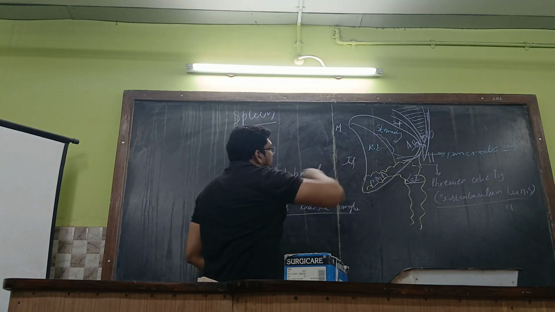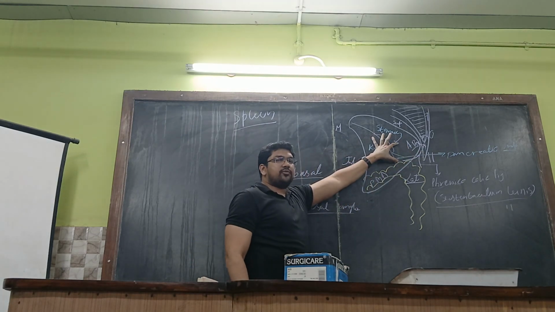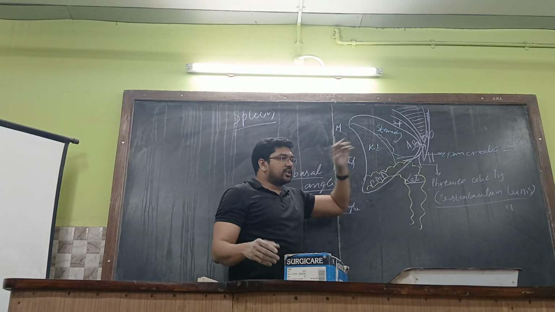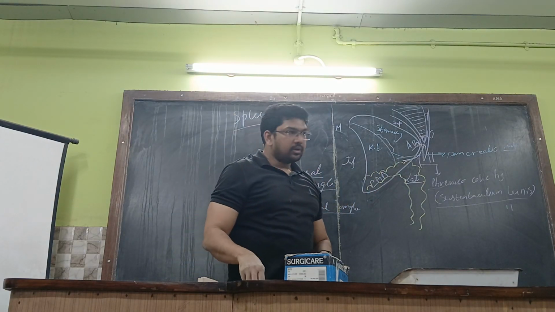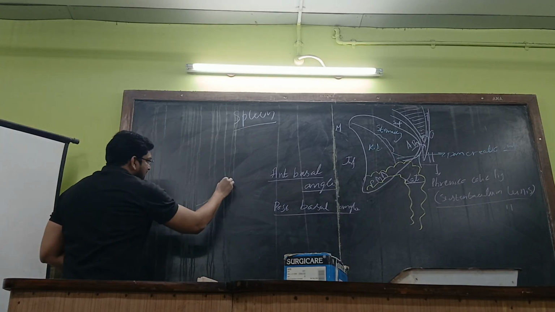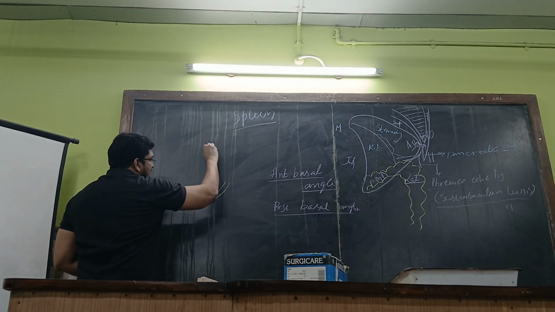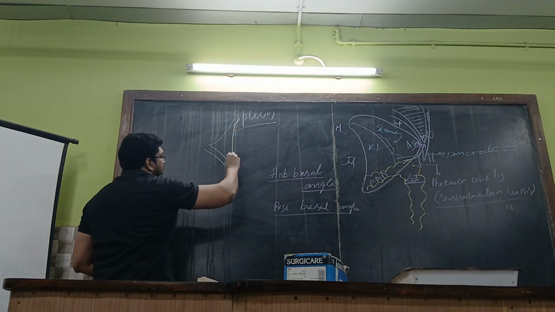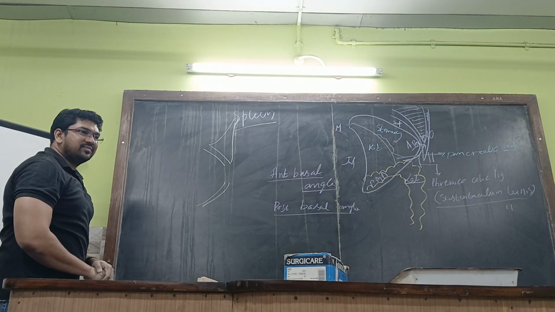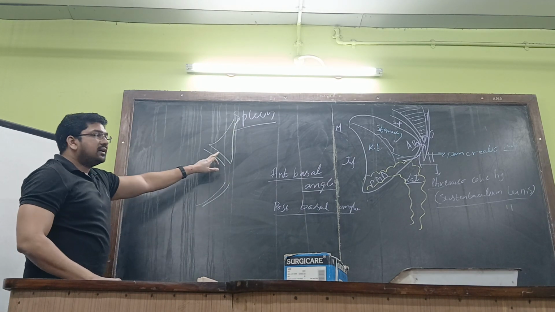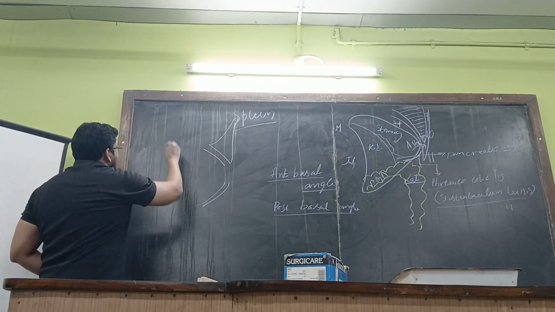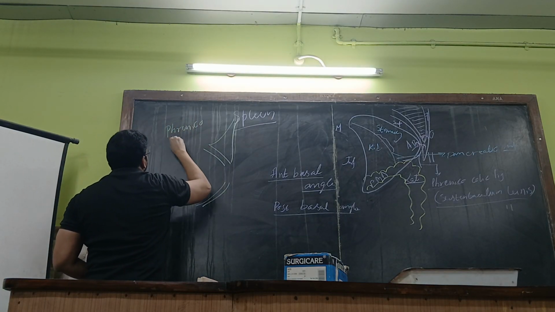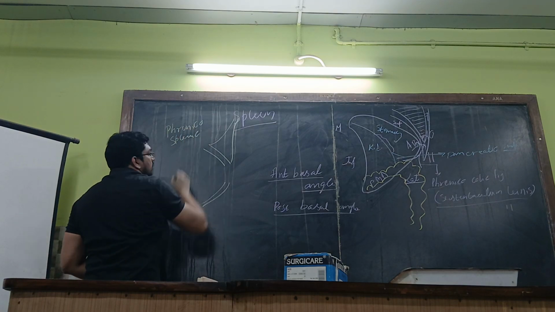Okay. So now, what are the peritoneal folds around the spleen? You already know that. What are the folds? Exactly, the gastrosplenic ligament and the lienorenal ligament, and one in between the diaphragm, the phrenico-splenic ligament. Okay, very good.